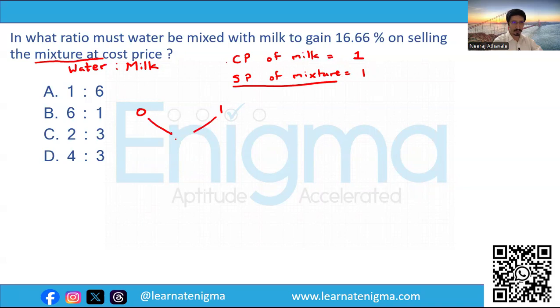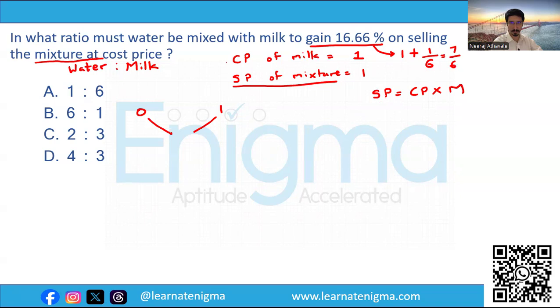So what needs to be written here, we can easily get by using the formula of selling price equal to cost price into multiplying factor. Now here the gain is of 16.66%. So the multiplying factor will be 1 plus, because it is gain, it is plus. And the fraction equivalent of 16.66 is 1 upon 6. So the multiplying factor becomes 7 upon 6.